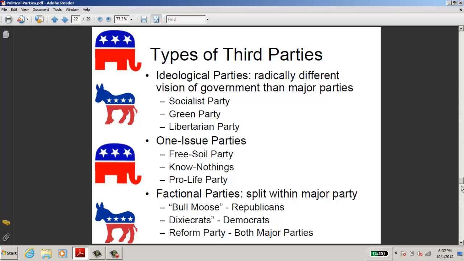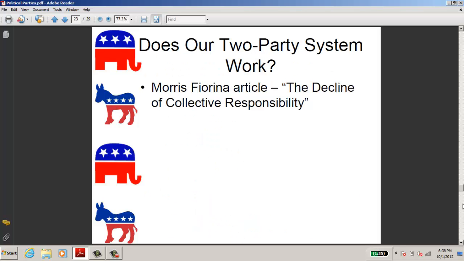And then factional parties. So these are probably the most important in terms of having an influence. So the Bull Moose Party, very upset with the course of the Republican Party and their approach towards big business. The Dixiecrats, a faction of Democrats devoted to white supremacy and segregation. And the Reform Party, which ended up kind of splitting both major parties, but certainly hurt the Republicans more than the Democrats.